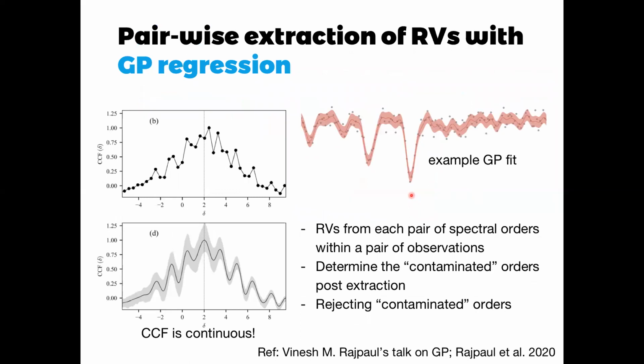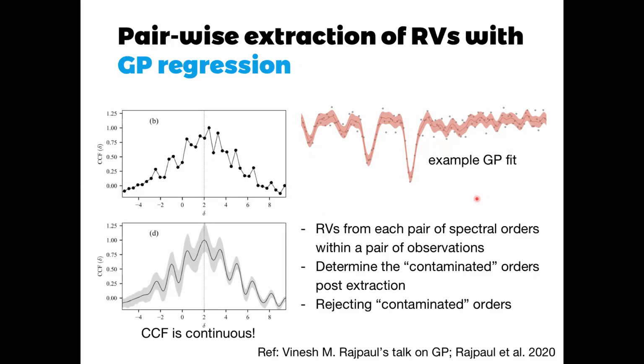And the second is Vinesh Rajpal's Gaussian process method. So it does a pairwise extraction of radial velocities with Gaussian regression, in the sense that it grabs a pair of spectral observations, and within those pairs, it measures RVs relatively in between each pair of spectral orders. It solves for the stellar spectrum using a Gaussian process, describing the spectrum naturally, because you can imagine spectral lines are just basically points that are highly correlated in the wavelength space. This is one example GP fit from his paper.